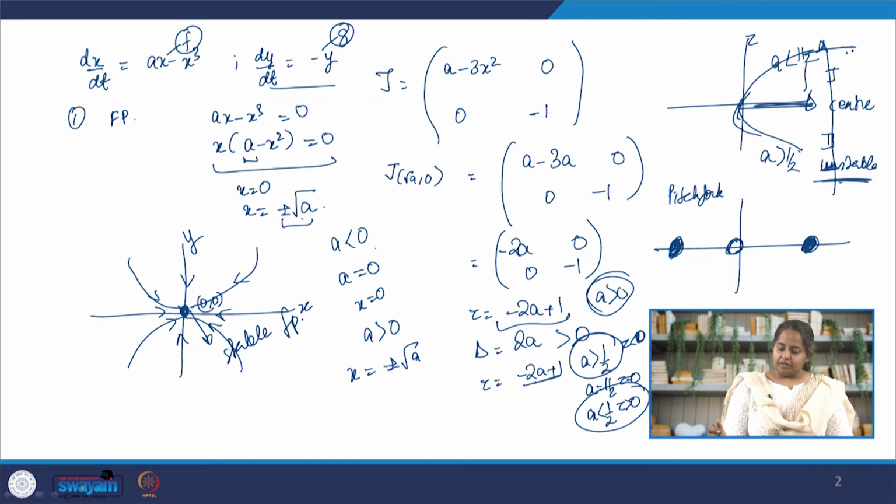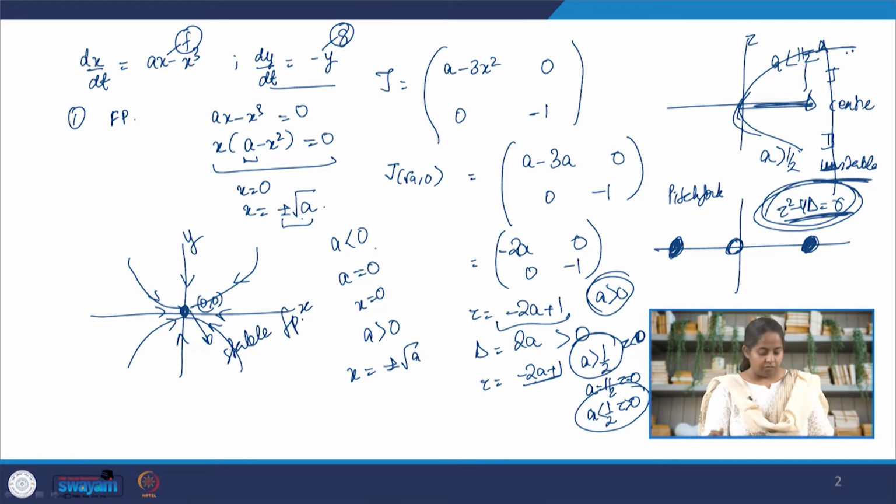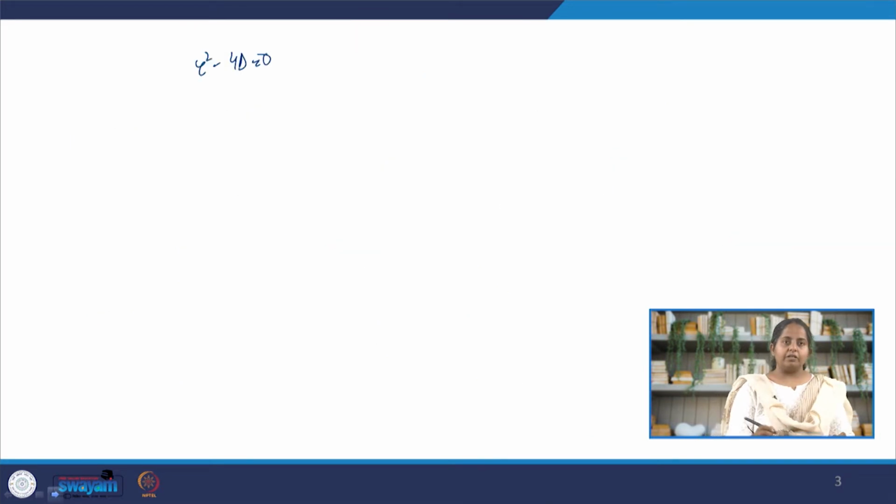So tau square minus 4 delta equal to 0 tends to be often the critical point for 2D systems, and it also can be multidimensional. Tau square minus 4 delta for 2D systems is the critical line. Now these systems where tau square minus 4 delta is equal to 0 are very peculiar, and saddle node in 2D, transcritical in 2D and pitchfork in 2D, all of them lie in tau square minus 4 delta equal to 0.